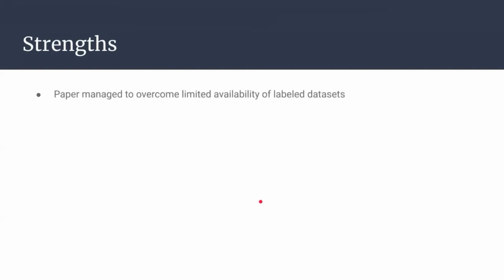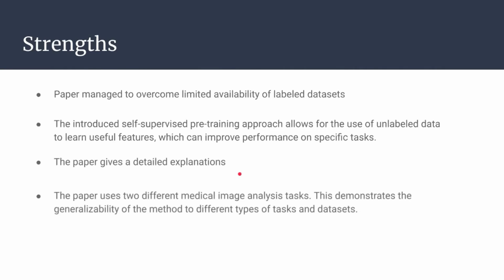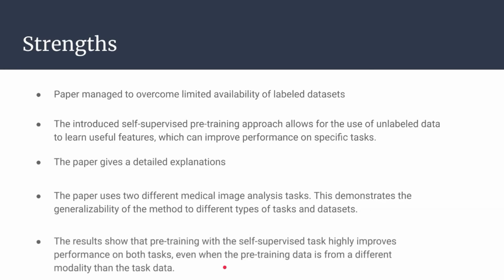The strengths: the paper managed to overcome the limited availability of labeled data sets. The biggest issue: the introduced self-supervised pre-training approach allows for the use of unlabeled data. The paper gives us detailed explanations. The paper uses 2 different medical image analysis tasks. This demonstrated the generalizability of the method in different types of tasks and data sets. So the results show that pre-training with the self-supervised tasks highly improves the performance on both tasks, even when the pre-training data is from a different modality than the task data.